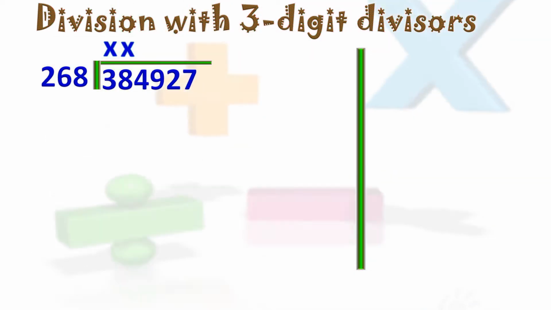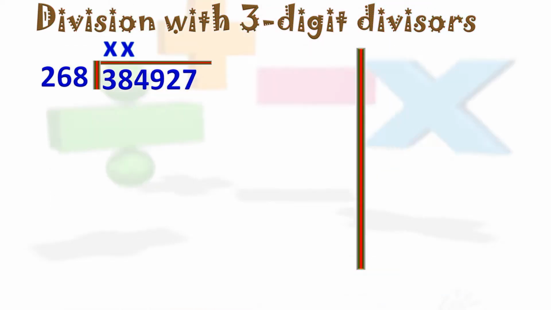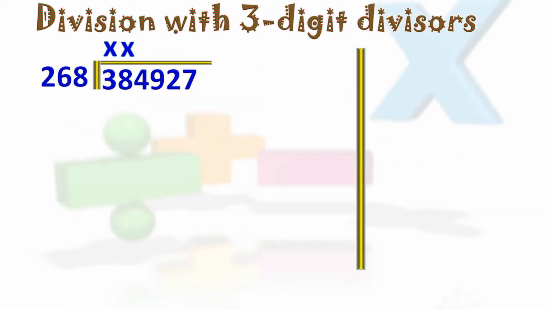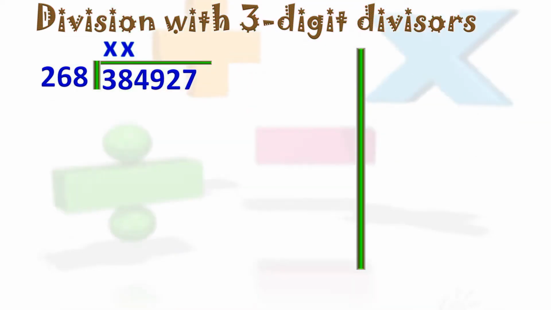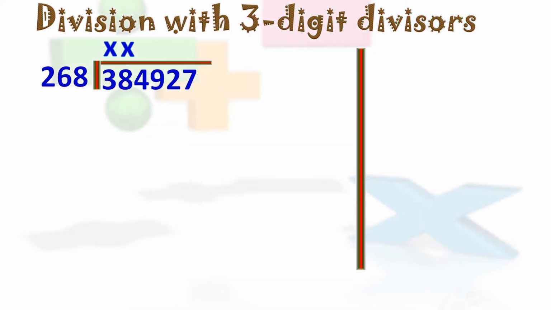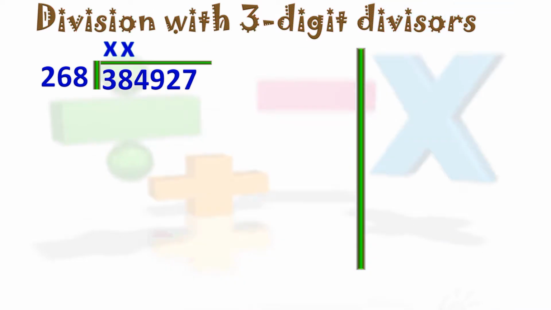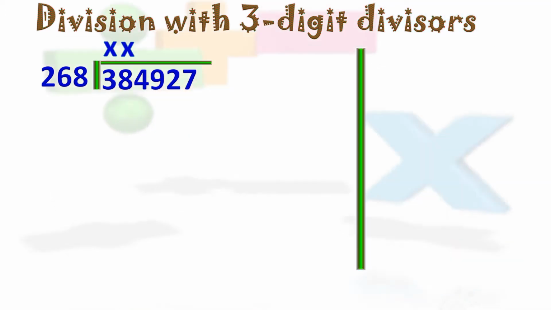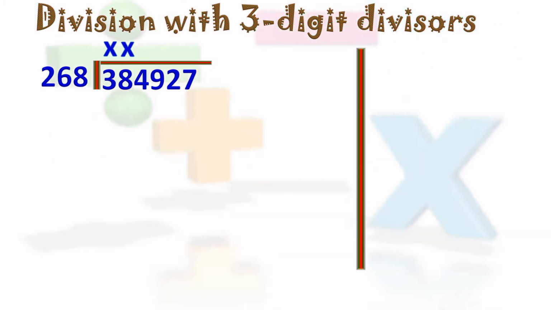Since 3 is lesser than 268, it will not go into 268. So we put a cross on top of 3. Next we take 38. Again 38 is lesser than 268, so division is not possible, so we put another cross on top of 8. So now we have 384.